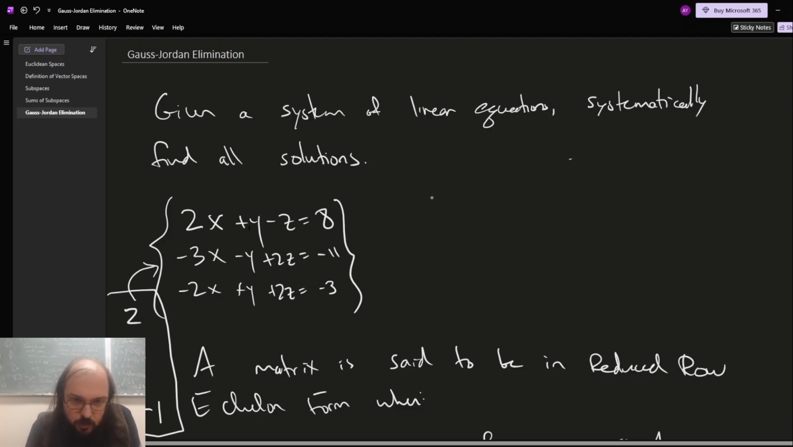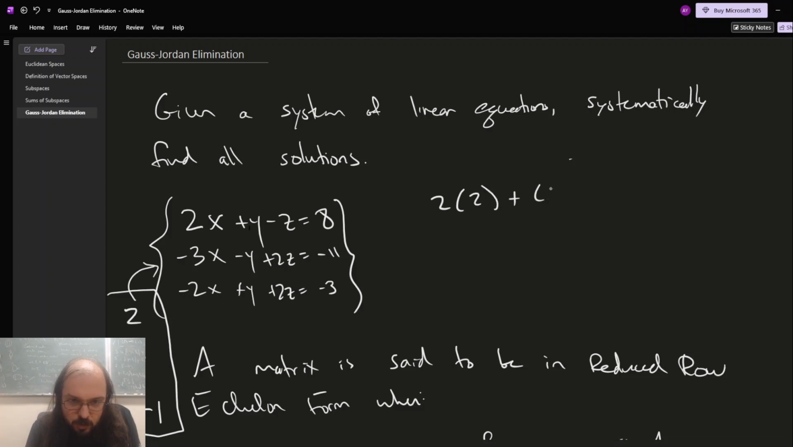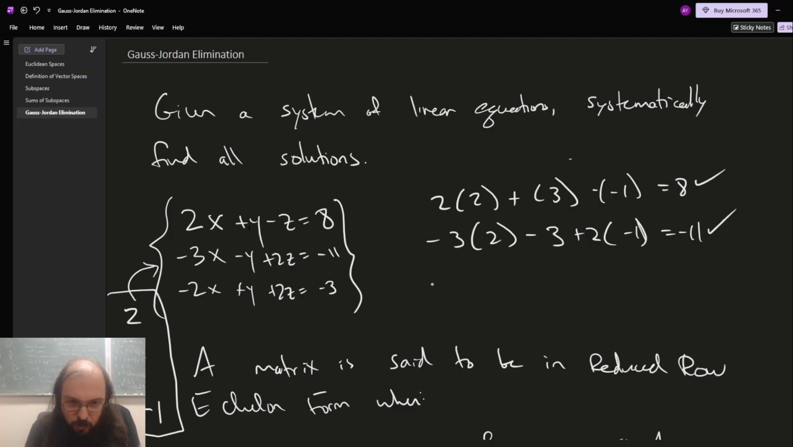So I have 2 times 2 plus 3 minus -1, which is 4 plus 3 plus 1, which is 8. Right. -3 times 2 minus 3 plus 2 times -1. This is -6 minus 3 minus 2. So that's -11. It's right. Looking good. -2 times 2 plus 3 plus 2 times -1. This is -4 minus 1 minus 2, which is -3. It's right. Okay, very good.